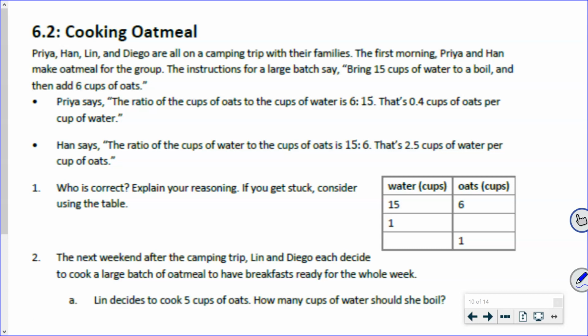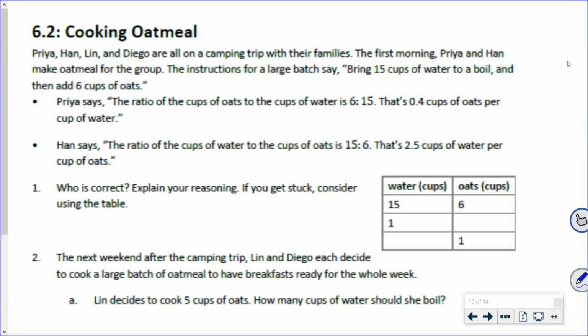Now, take your quiet think time into a group discussion. See if you can figure out who is correct, Priya or Han. Let's come back together, hands down. Who says that Priya is correct? Raise your hand. Who says that Han is correct? Raise your hand. Unanimous. Unanimously incorrect.